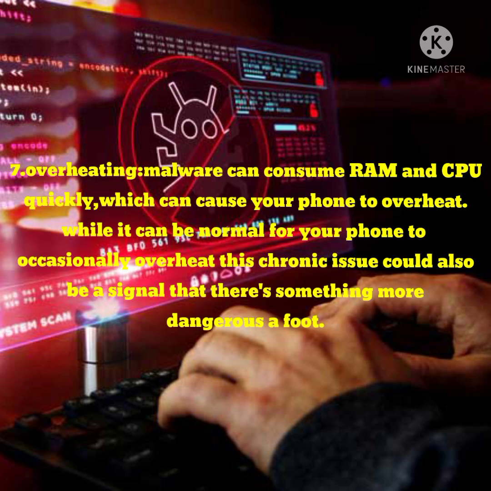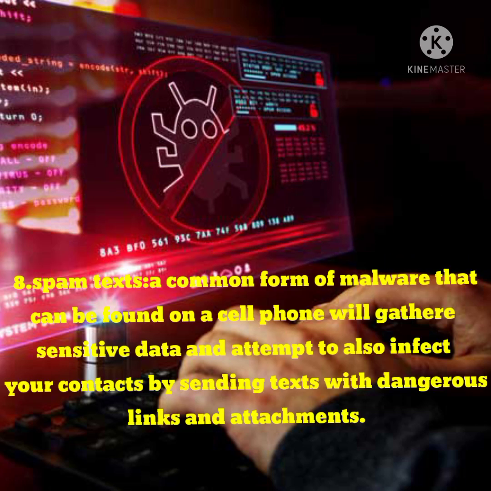Number 7, overheating. Malware can consume RAM and CPU quickly, which can cause your phone to overheat. While it can be normal for your phone to occasionally overheat, this chronic issue could also be a signal that there's something more dangerous afoot. Then the last, number 8, spam text. A common form of malware found on a cell phone will gather sensitive data and attempt to also infect your contacts by sending texts with dangerous links and attachments.